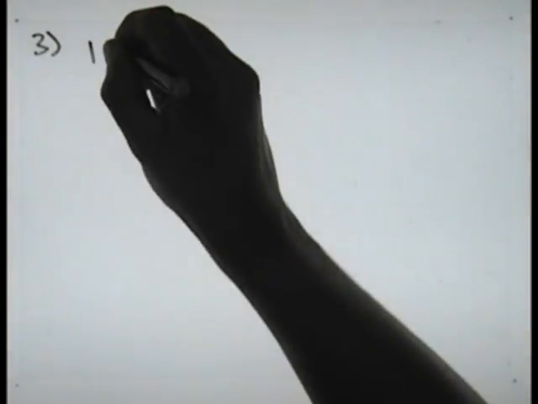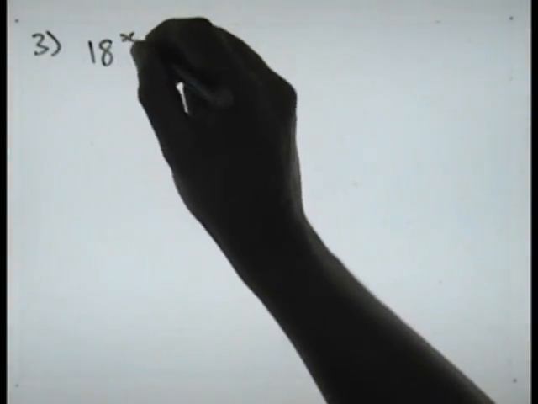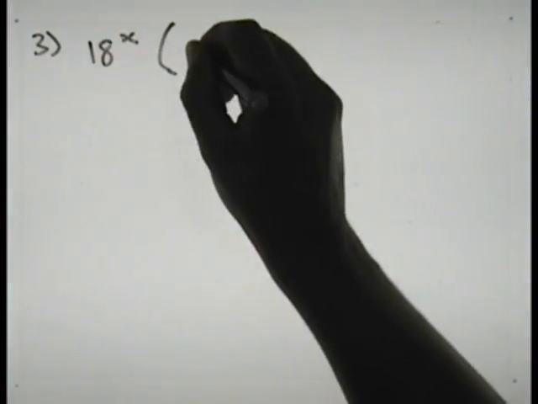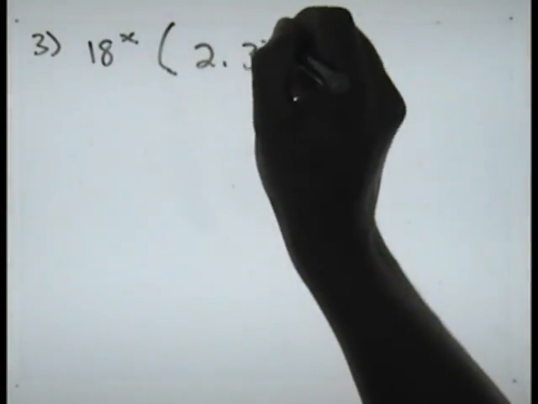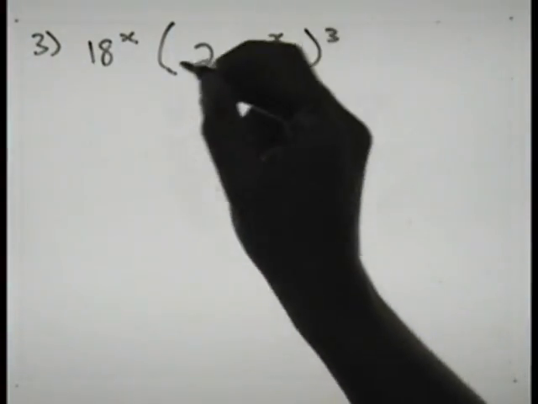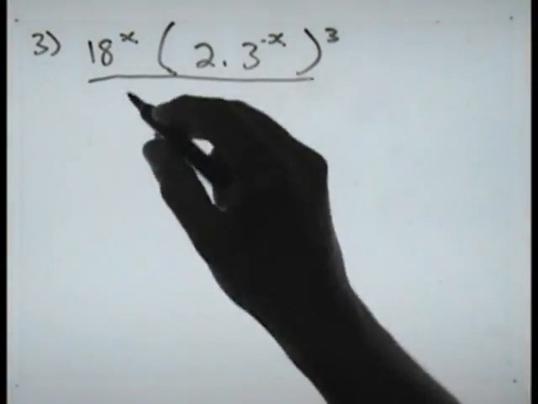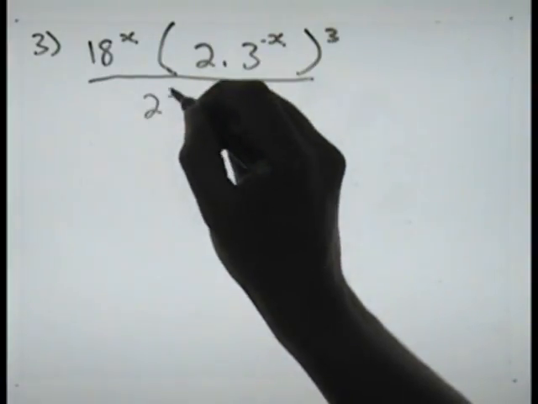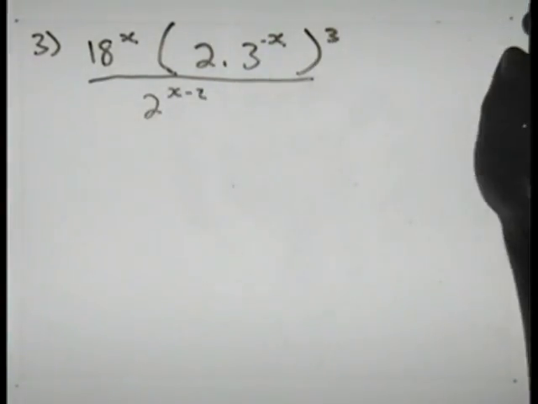Example 3. 18 to the power x, open bracket, 2 times 3 to the minus x, to the power 3, divided by 2 to the power x minus 2.